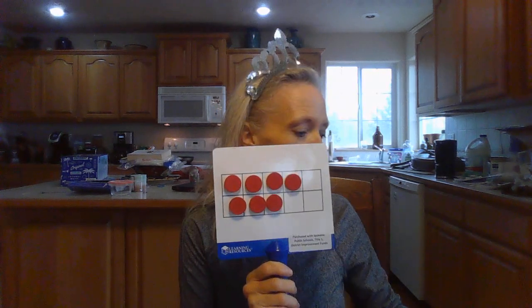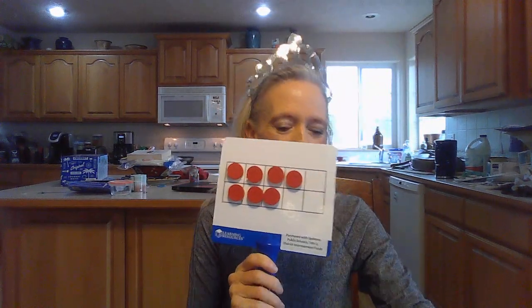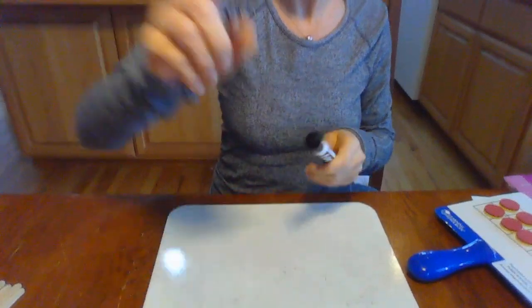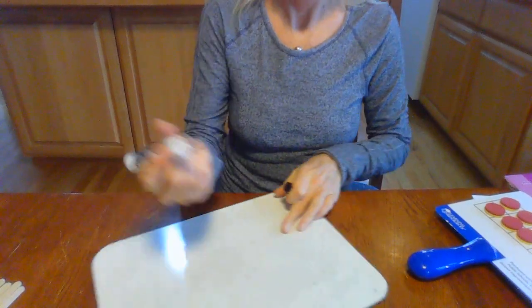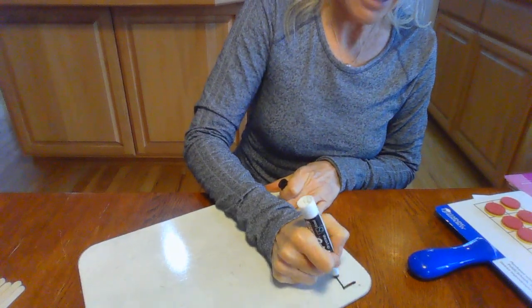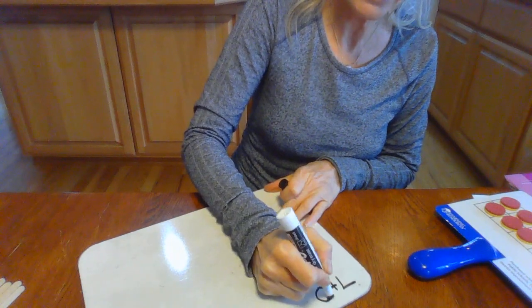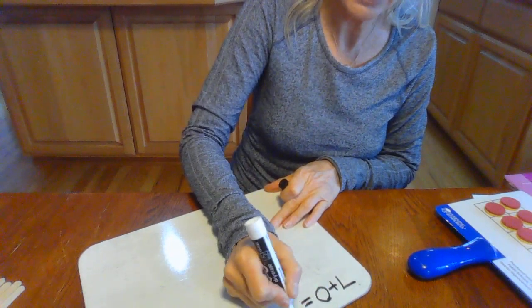So we're going to be writing equations by looking at how many of the counters are red and how many of the counters are yellow. So here we go, our first combination. How many are red? 7. And how many are yellow? 0. So our first combination for 7 is 7 plus 0 equals 7.